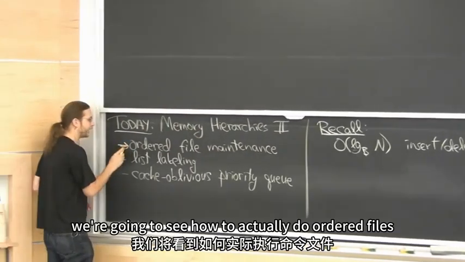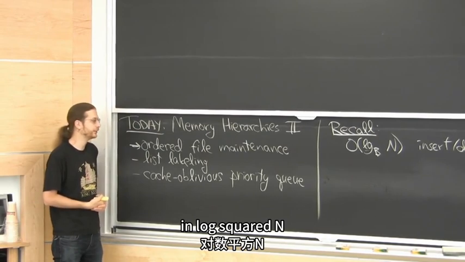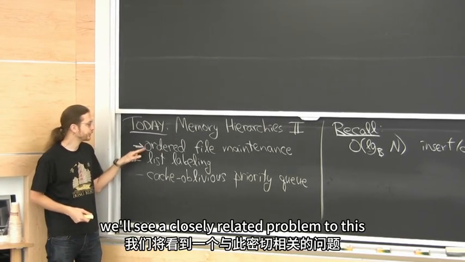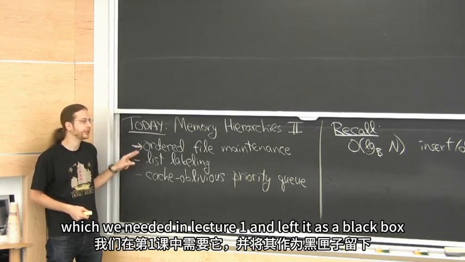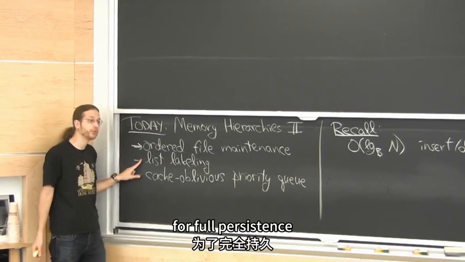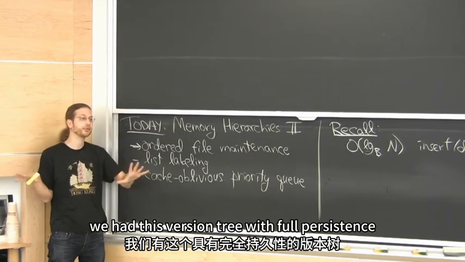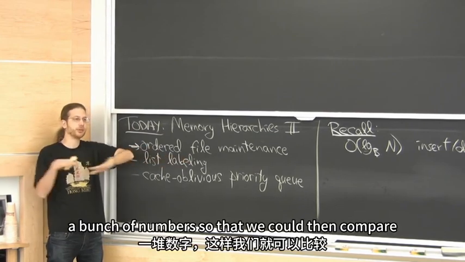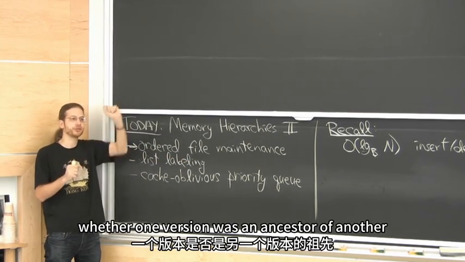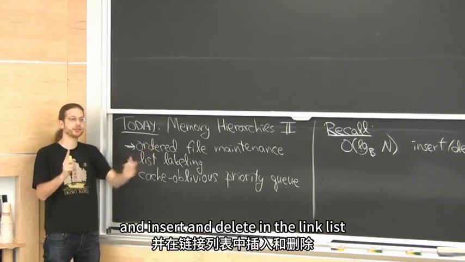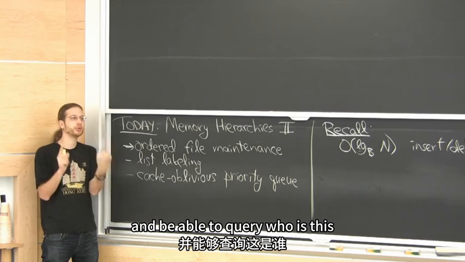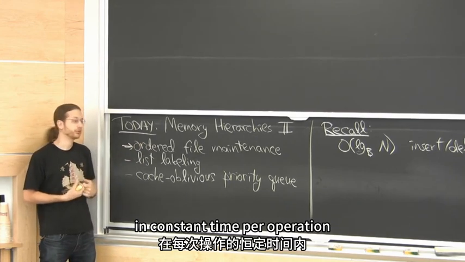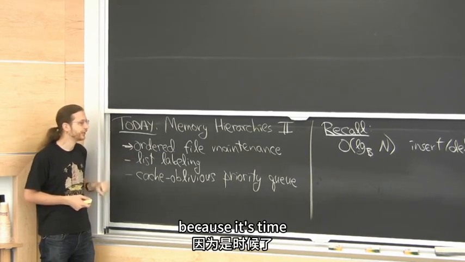And today we're going to see how to actually do ordered files in log squared n data moves per insert and delete. And then as a little diversion, we'll see a closely related problem called list labeling, which we needed in lecture 1 and left as a black box for full persistence. We had this version tree with full persistence, and we needed to linearize that version tree into a bunch of numbers so that we could then compare whether one version was an ancestor of another. And for that, we needed to be able to store a linked list, insert and delete in the linked list, and query whether this node precedes that node in the linked list, in constant time per operation. So we'll also do that today because it's time.